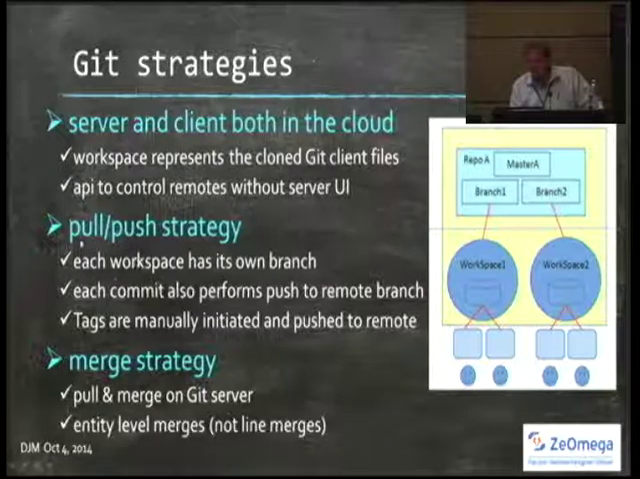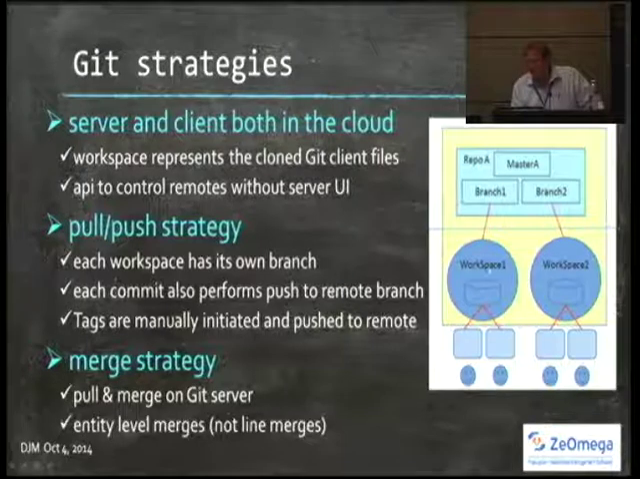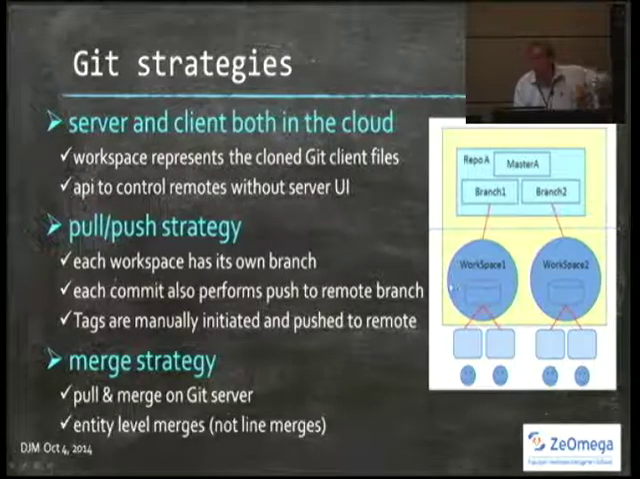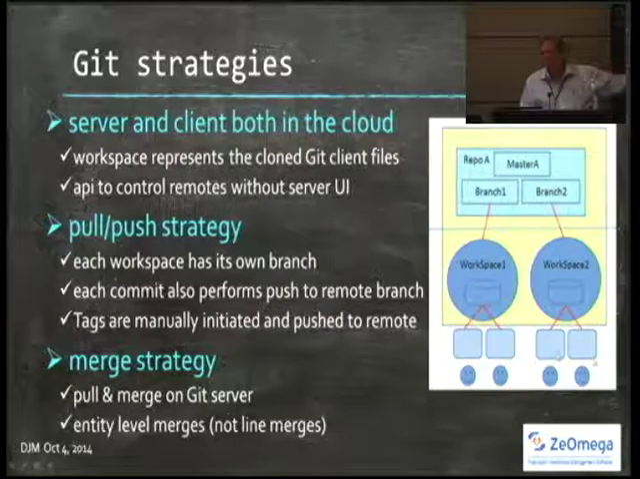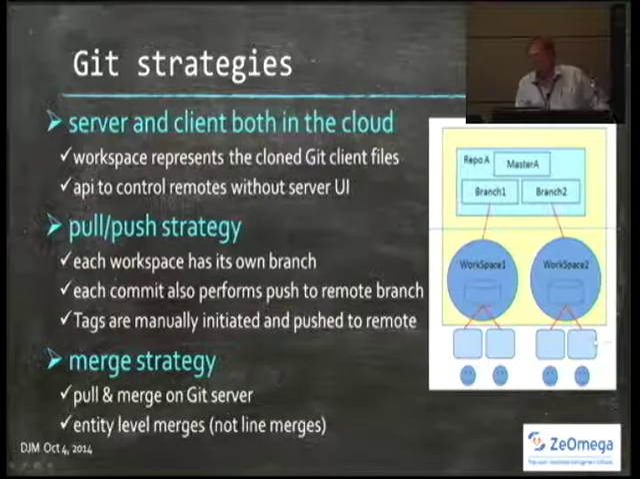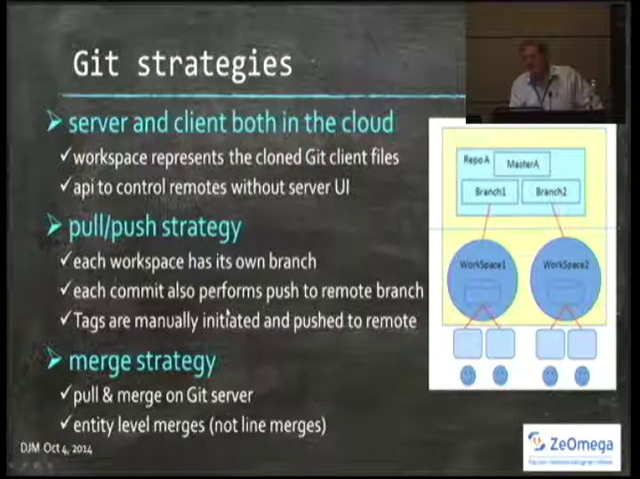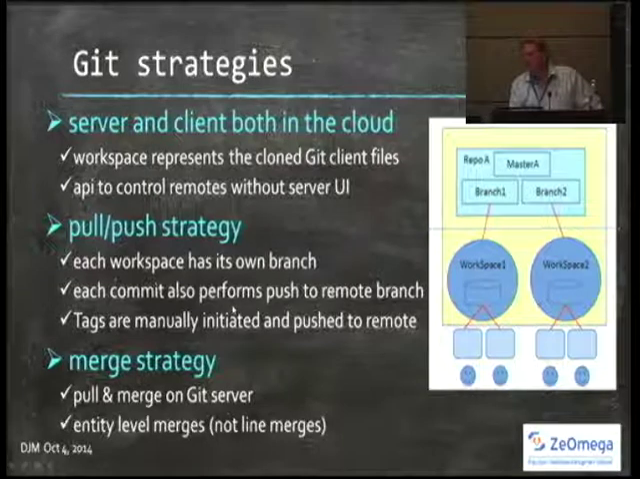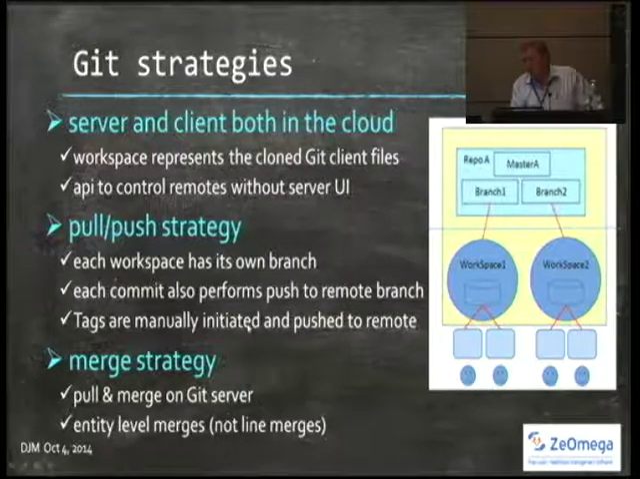But also we're going to have a pull and push strategy, where every time you make a change here and you commit, it automatically gets pushed to the branch. So we're going to hide these Git operations behind the facade of our application. And the commit is important because those messages ultimately go to the customer, answering: what things have you changed in the definition since we last got your update? So they want to see those. And tags can be manually initiated and pushed to the remote as well.